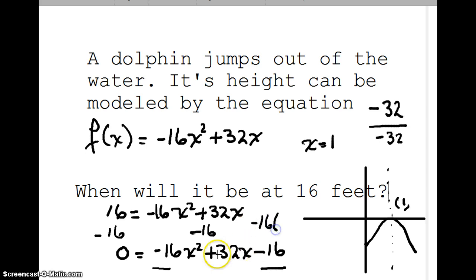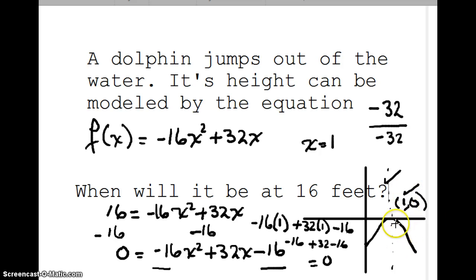And then we're going to continue to graph just to see what that point is. Negative 16 times 1 squared is 1, plus 32 times 1 minus 16. So I have minus 16 plus 32 minus 16. That's going to equal 0. So I know that this point is 1 comma 0. So when will a dolphin be at 16 feet? A dolphin will be at 16 feet after 1 second. I also know that's the only time, because in this particular graph we have how many solutions? One solution, and the solution is at when x equals 1.